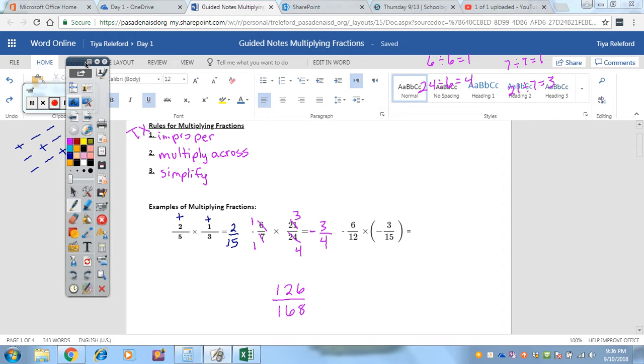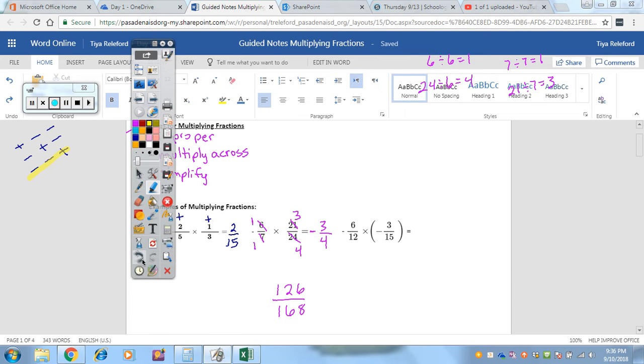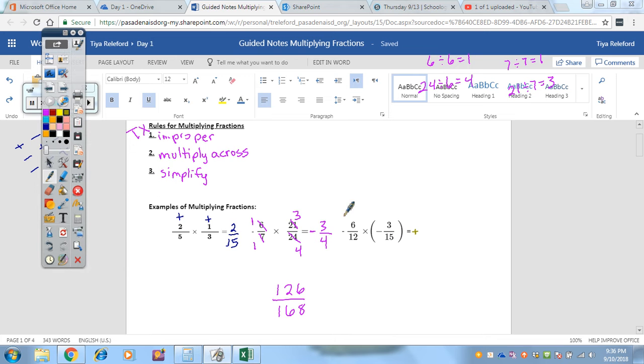All right, our last one here. Negative times negative means our answer is positive. You can write the positive sign or not, that's up to you. Can I simplify 6/12? Well, yeah, I can turn that into 1/2. Can I simplify 3 and 15? They both divide by 3, right?